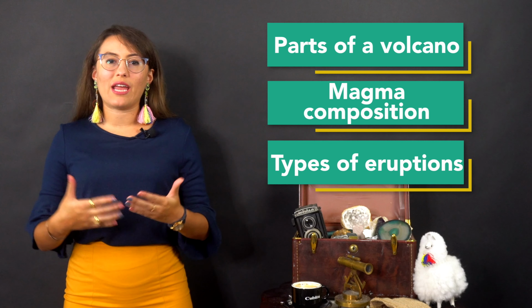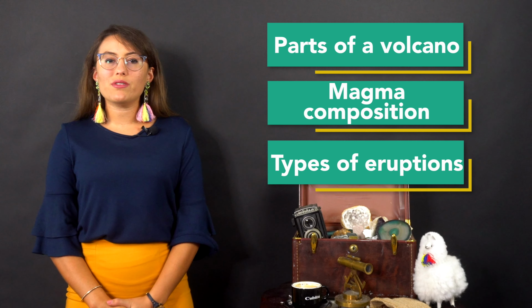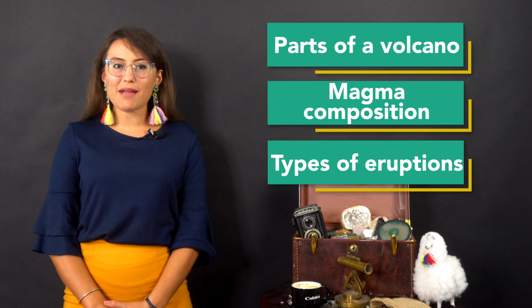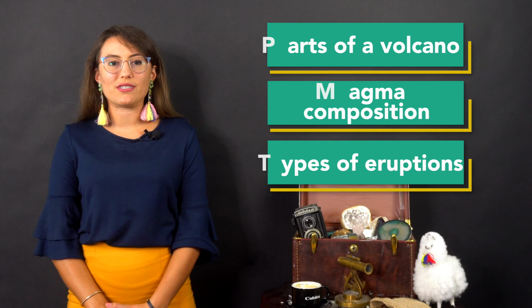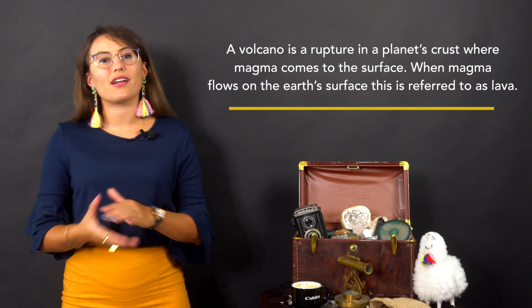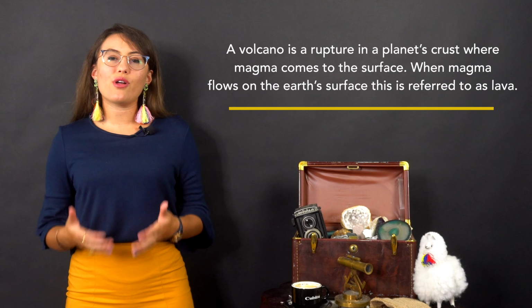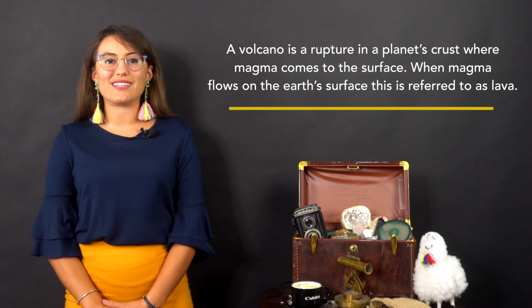Today's discussion will be continuing on with plate tectonics, but redirecting our focus from earthquakes to volcanoes. You might be familiar with volcanoes, but in today's discussion, we will describe parts of a volcano, magma composition, and the types of eruptions. A volcano is a rupture in a planet's crust where magma comes to the surface. When magma flows on the Earth's surface, this is referred to as lava.